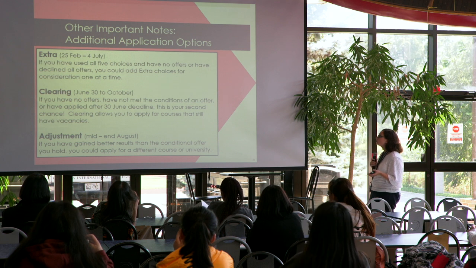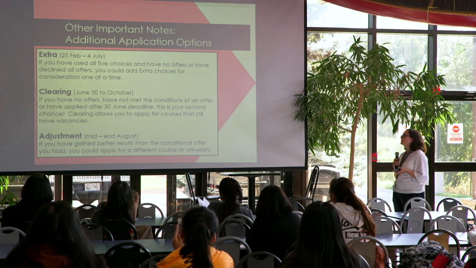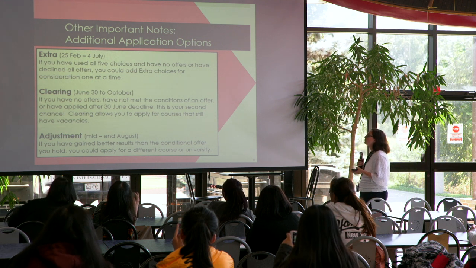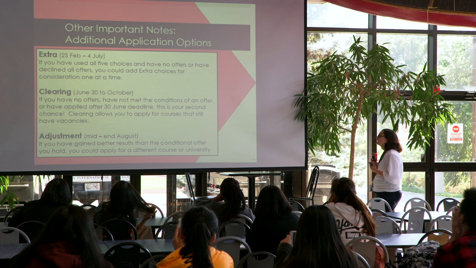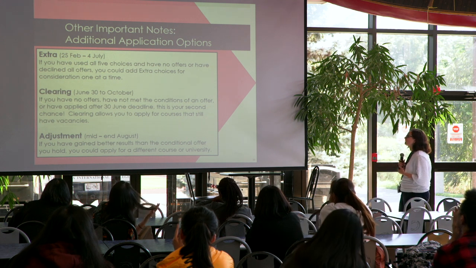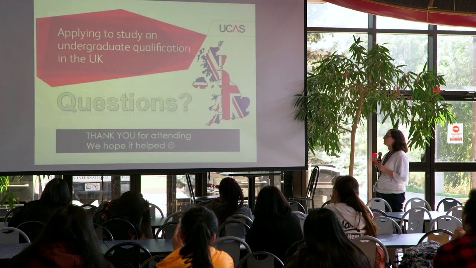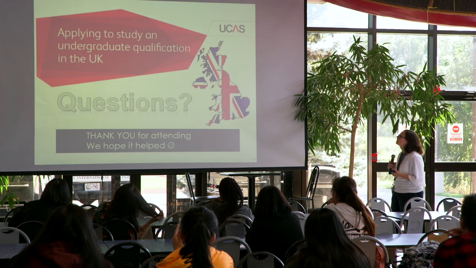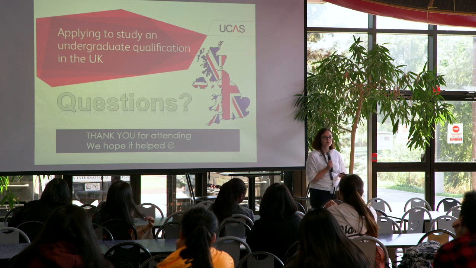Clearing, if you have no offers and have not met the conditions of an offer, you can have a second chance. So clearing allows you to apply for courses that still have vacancies, even if you've used up all your 5 options. And adjustment, if you're getting better results than the conditional offer you hold, you could apply for a different course or university. So, UCAS is going to be where you're going to spend a lot of time.